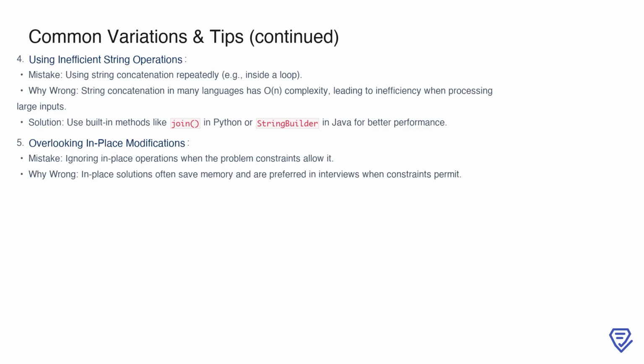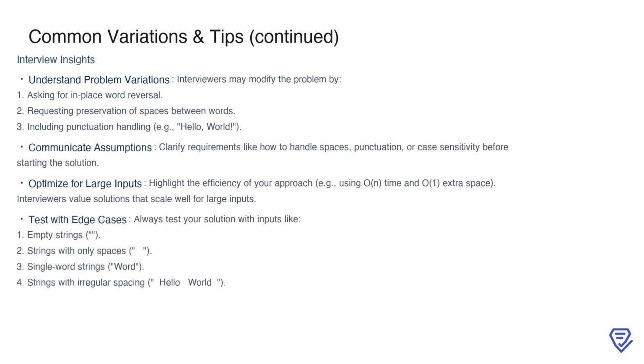and space. To excel in interviews, it's important to understand potential variations of this problem. For instance, you might be asked to reverse words in place, preserve spaces between words, or handle punctuation like hello, world. Always communicate your assumptions clearly, for example, clarify how spaces, punctuation, and case sensitivity should be treated. Additionally, highlight the efficiency of your approach, such as achieving O(n) time complexity with O(1) extra space.